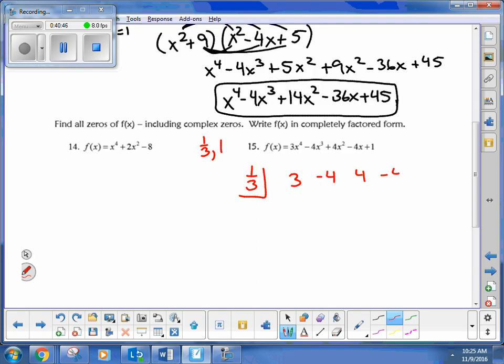-4, 4, -4, and 1. So then we get 1. Remember, this is my add and multiply. So when I add those, it comes out being -3.